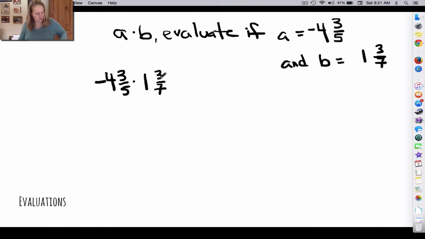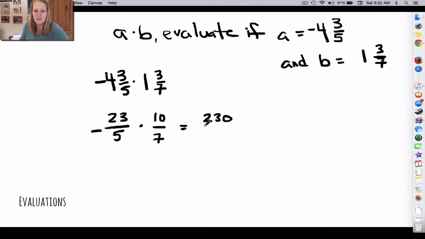As you just learned, you have to change any mixed fraction into an improper fraction. So we would turn 5 times 4 is 20 plus 3 is 23 over 5. Don't forget that it's negative. Times 7 times 1 is 7, plus 3 is 10 over 7. And now we do this math. 23 times 10 is 230 over 5 times 7 is 35. Remember that it's negative.